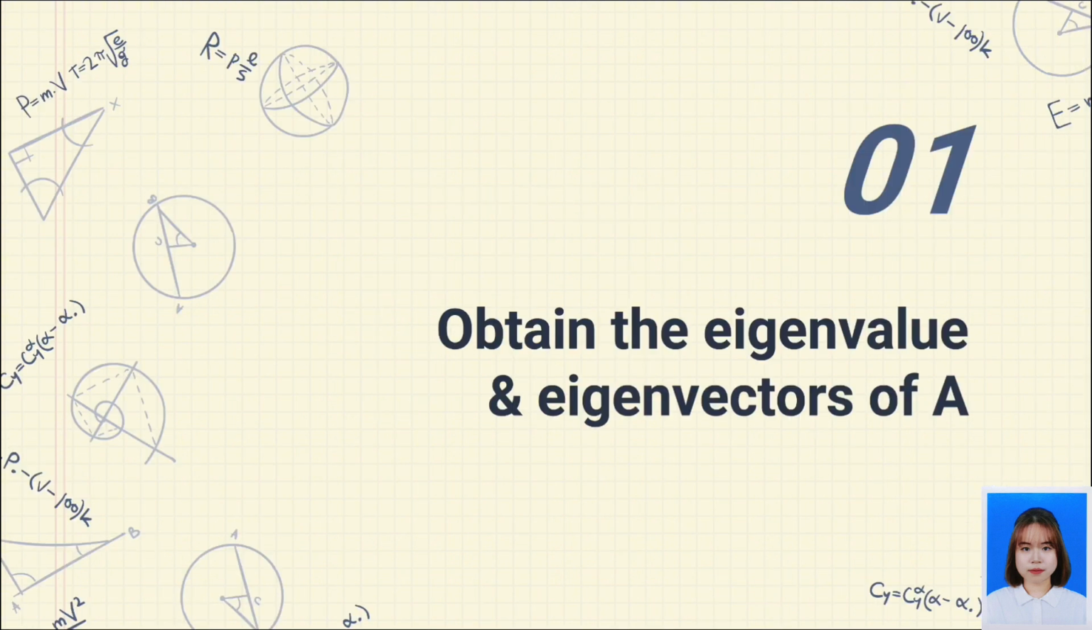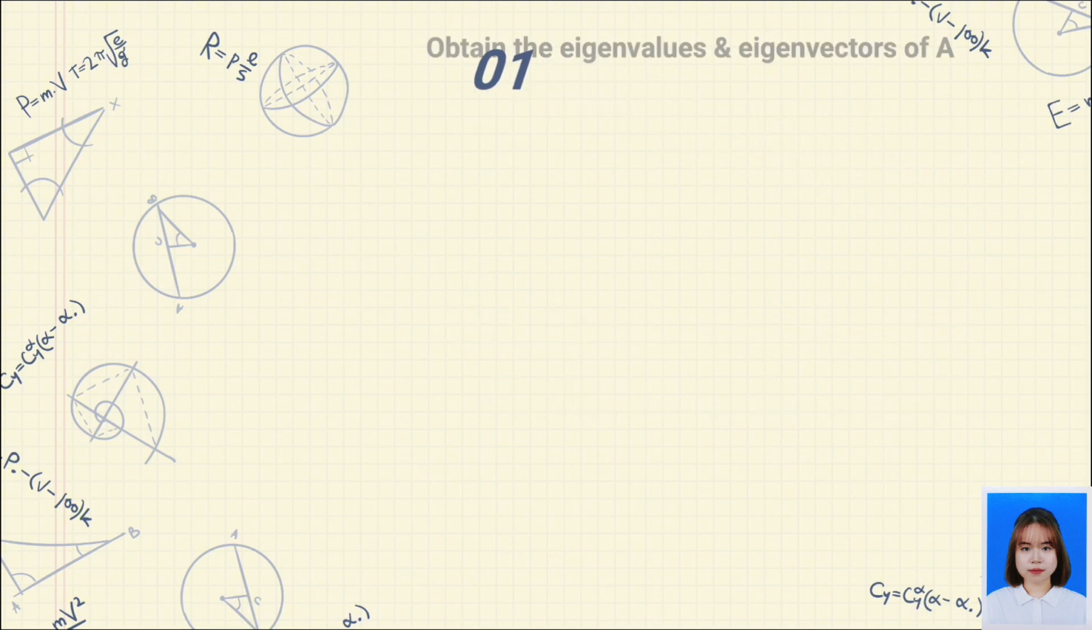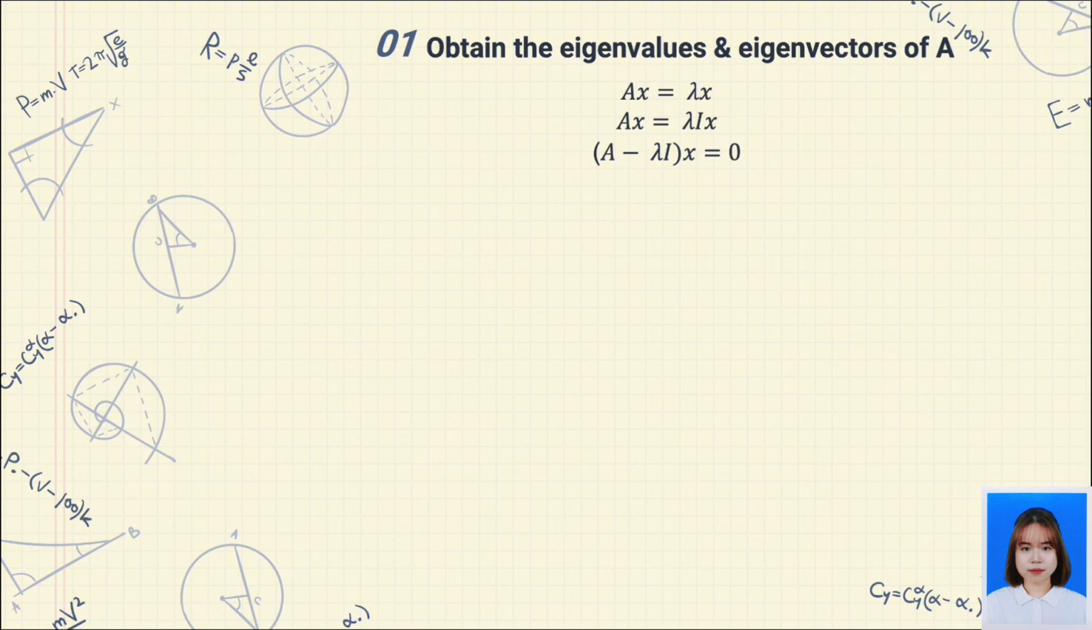So the first question: obtain the eigenvalues and eigenvectors of A. To obtain the eigenvalue of A, we have to use this equation, Ax equals lambda x. To move the lambda x to the left hand side, we multiply by the identity, and we get Ax equals lambda Ix. So we move the lambda Ix to the left hand side and factor out the x, and we get A minus lambda I times x equals 0.